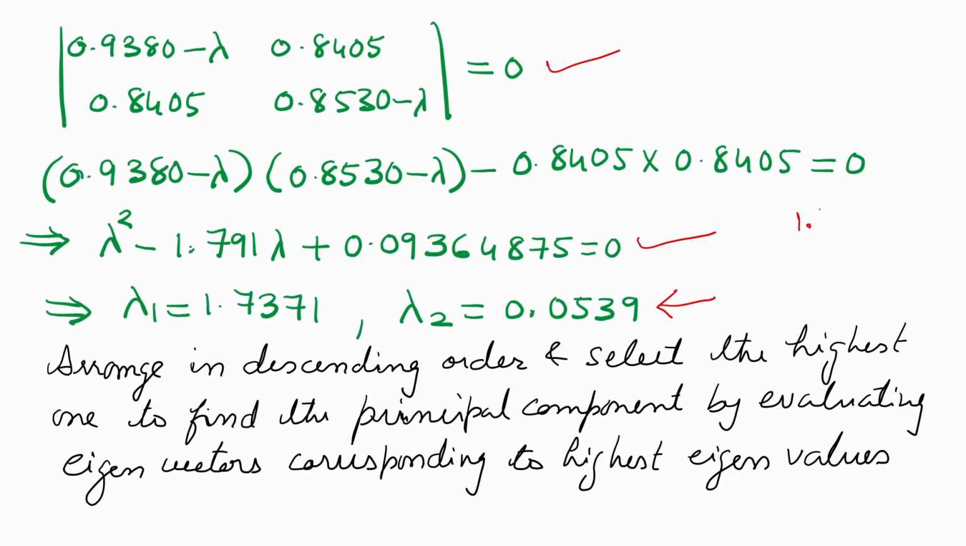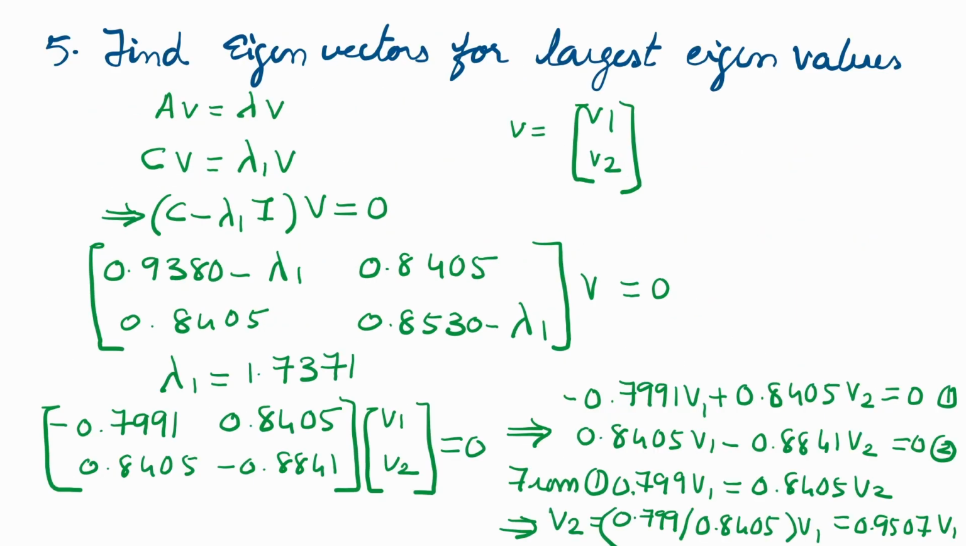So it is 1.7371 when you are arranging, and then 0.0539. Out of these, the highest value is what you have to choose. 1.7371 is the highest eigenvalue, and we'll be finding the eigenvector corresponding to this eigenvalue of 1.7371. So next we are going to find the eigenvector for the largest eigenvalue.